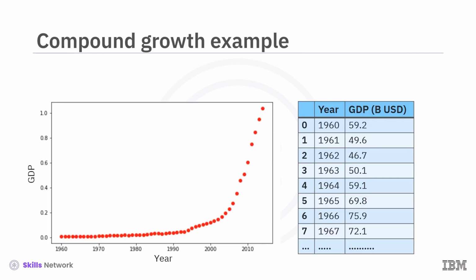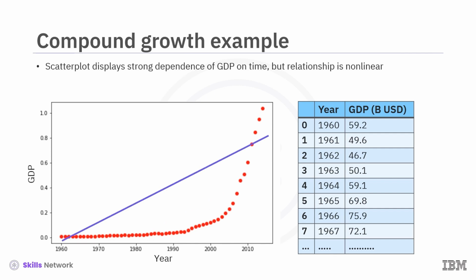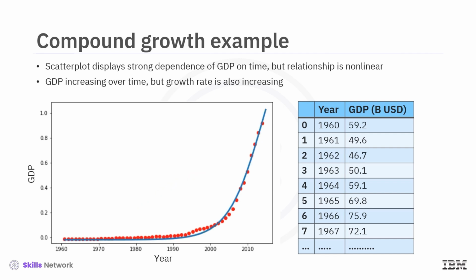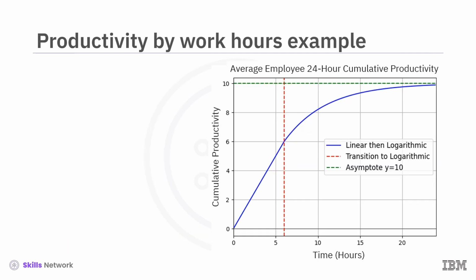Let's consider this data corresponding to China's gross domestic product, or GDP, from 1960 to 2014. Each row provides China's annual GDP in US dollars for the year. The scatter plot displays a strong dependence of GDP on time, but the relationship is nonlinear. As you can see, GDP increases over time, and the rate of this growth also increases. This increasing growth rate is characteristic of exponential growth. A reasonable regression model then uses an exponential function, like y hat equals theta 0 plus theta 1 e^x. Consider the following simulated example involving human productivity as a function of the number of consecutive hours worked.